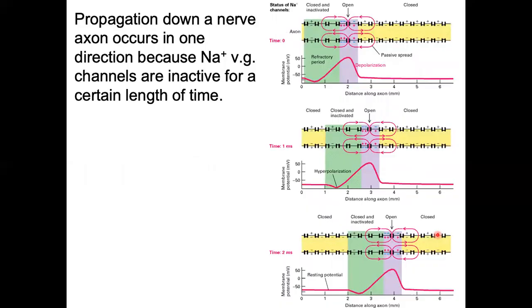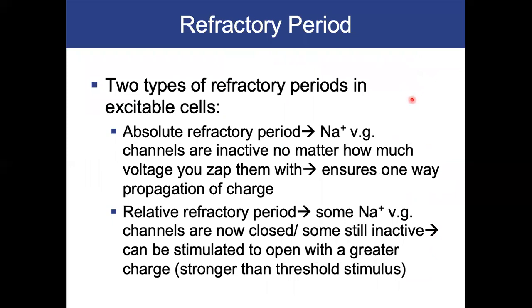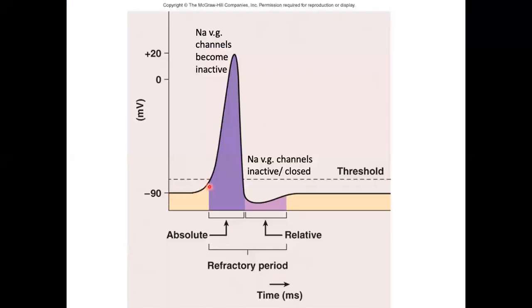Okay, you can take a look at the same thing. Okay, there are two types of refractory period in excitable cells. Absolute refractory period, where sodium voltage gated channels are inactive, no matter how much voltage you zap them with. And make sure that that action potential goes down the nerve axon the way you want it to go. And then relative refractory period, some sodium voltage gated channels are closed, some are still inactive. You can zap it with a stronger stimulus or stronger than threshold stimulus, and that you will get another action potential. Okay, so here's absolute refractory period, here's relative refractory period.